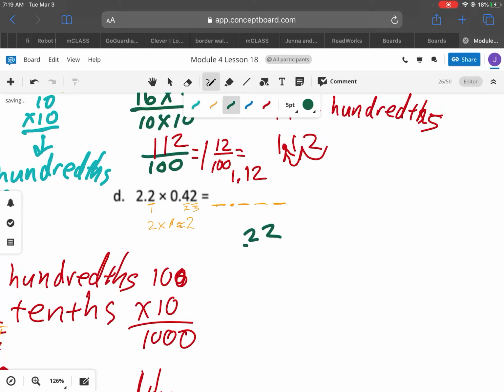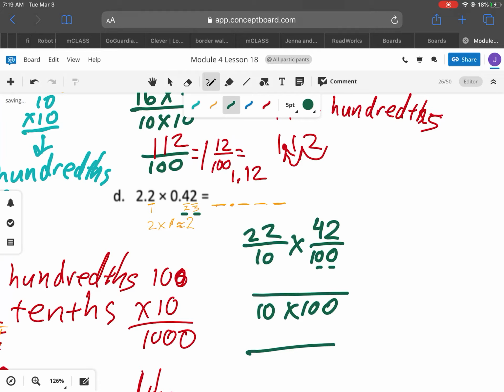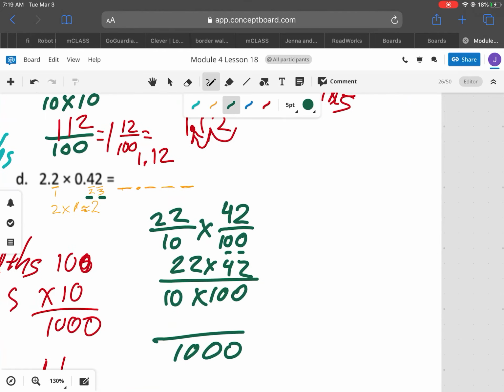But again, we'll go ahead and do our 22 tenths times our 42 hundredths. Okay? You can see here 1, 2, 1, 2. 10 times 100 is going to give us 1,000 thousandths. Okay? 22 times 42. And again, we can go to the side here, and we have 22 times 42. Doesn't matter which direction we do it. We could put them the other way around, but I'm doing this so that you understand. Oops. This one's hundreds. That's a difference.